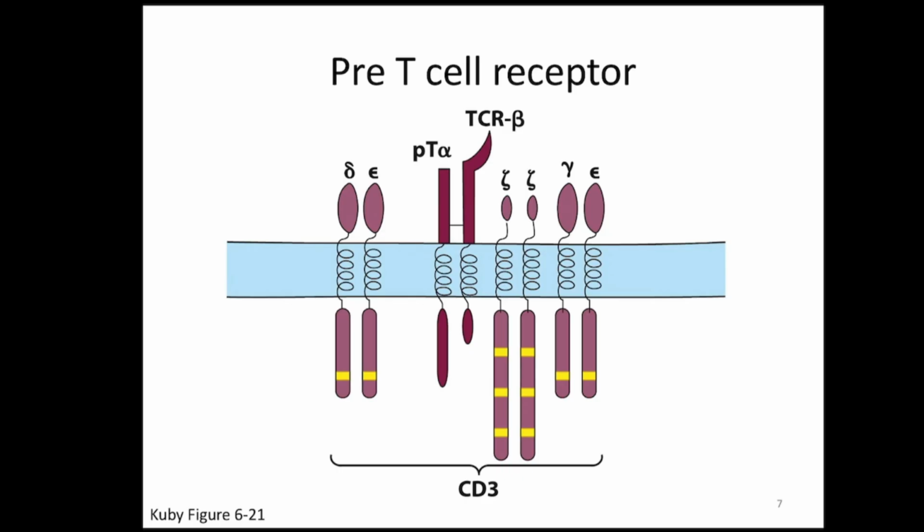So in this instance, it's the PTA because it's a beta heavy chain? Yeah, right here we're talking about what's happening with beta. We haven't gotten to what's going to happen with the other ones yet. Okay, thank you. Yep.